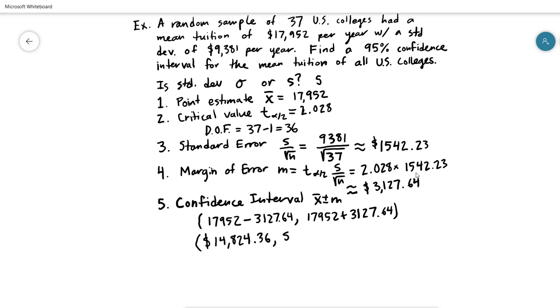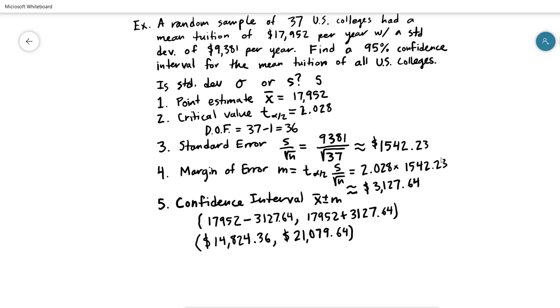up to $21,079.64. So the result of all of this is that we are 95% confident, based on our sample, that the true mean tuition of U.S. colleges is between $14,824, this lower number, and $21,079, this high number.